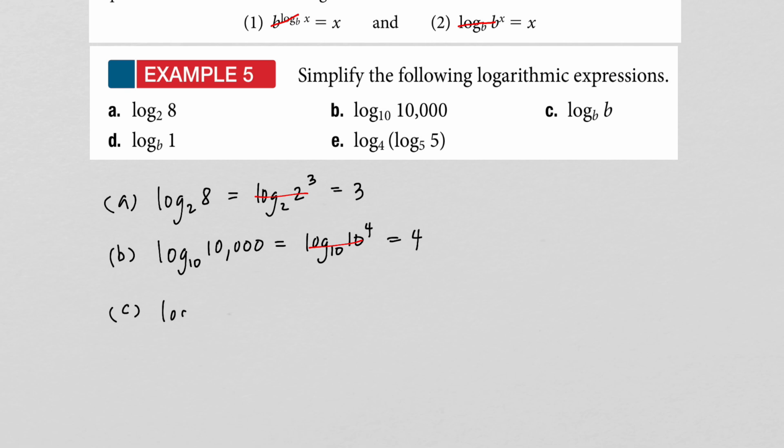Part C, we have log base b of b. Let's keep in mind that b is the same as b to the 1. So once again here, I can cancel out log base b of b, and we just get 1 left over. Okay, next one, part D here, log base b of 1. This is kind of a special case, but remember that 1 can always be expressed as any number to the 0 power, right? So b to the 0 is 1. And then once I do that, I can cancel these out, and we just get 0.